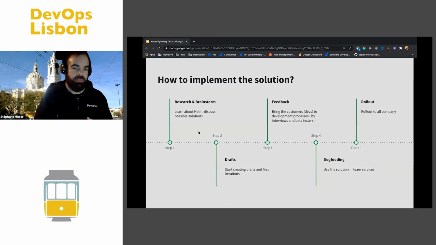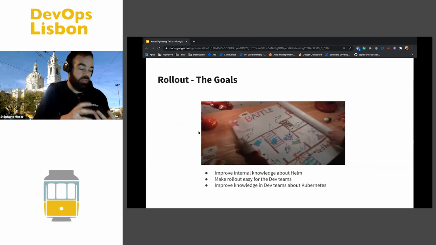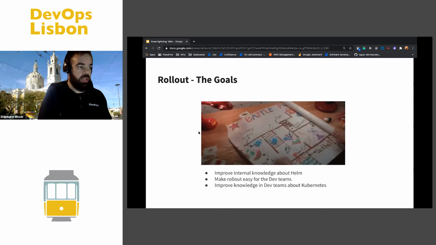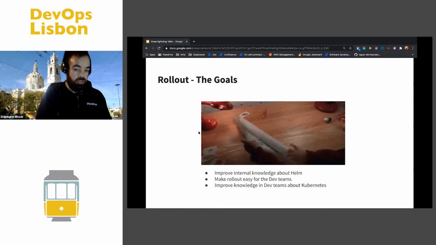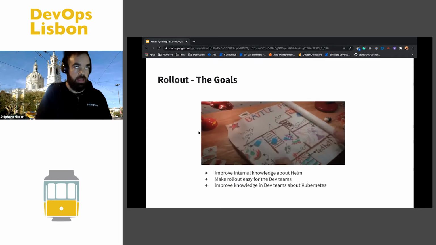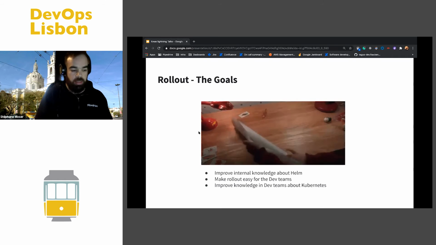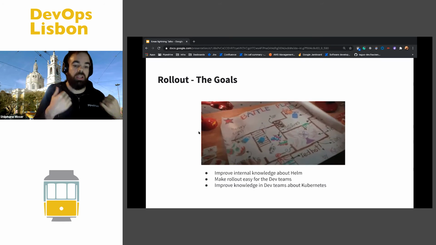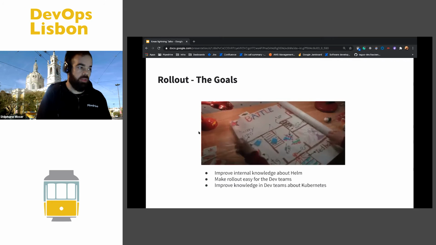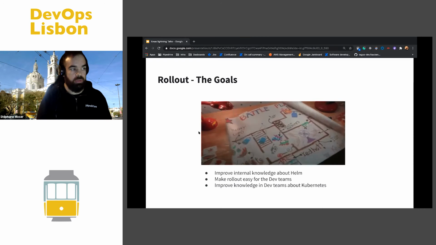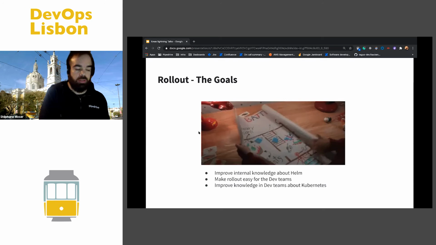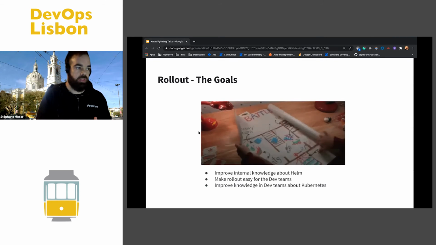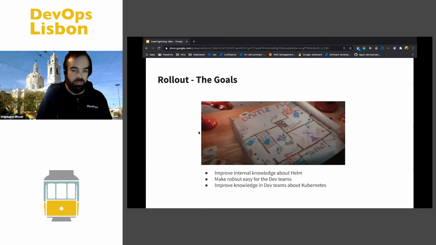And I can tell you, those were really the goals. And the thing is that we also wanted to add some things, like improved internal knowledge about Helm. So every member of my team should understand Helm, to make the route easy. So good documentation, good tools, and improved knowledge about Kubernetes for developers, meaning that when they move from the Docker Compose files to Helm, they could better understand what they have in production with Kubernetes.